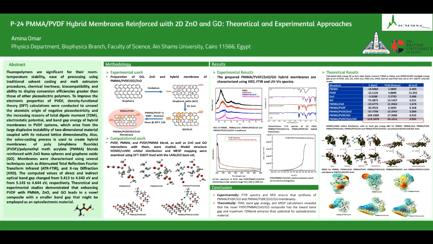And from the theoretical results, we have the total dipole moment, the band gap energy, and the molecular electrostatic potential calculation, which reveals that the novel structure of the polymethyl methacrylate PVDF zinc oxide graphene oxide composite has the lowest band gap and the maximum total dipole moment, which enhances the potential for optoelectronic materials.